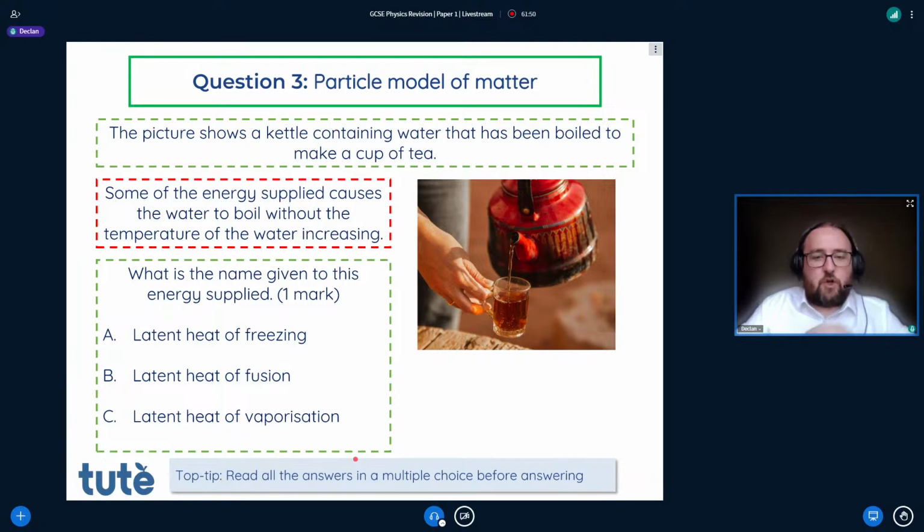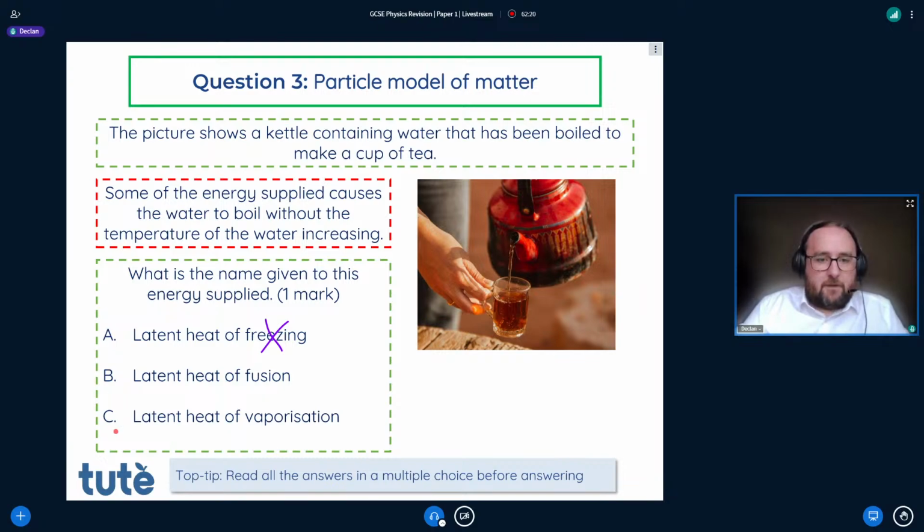Top tip: make sure you read all the answers in your multiple choice before you even think about answering. First off, latent heat of freezing is not really relevant to us. It doesn't really exist. But if we're talking about freezing, that makes me think I'm going from a liquid to a solid. We're not going from a liquid to a solid. We're going from a liquid to a gas.